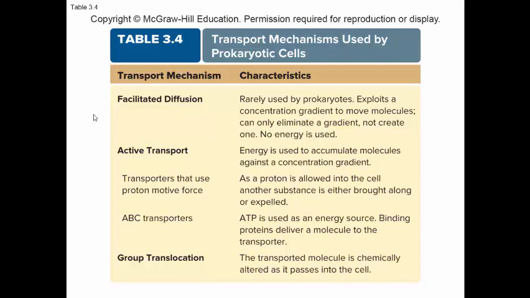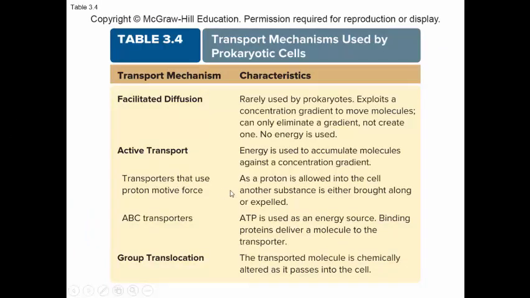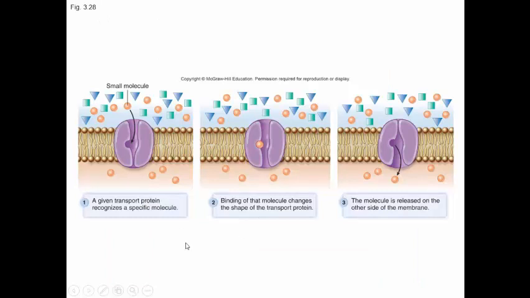Part of it is going to be taken not just by using ATP, but by the protons that you saw back here. Okay? And the ABC transporters are going to be using ATP. Their binding proteins deliver a molecule to the transporter. So, what do we deal with here? Okay, take a look here. A given transport molecule recognizes the specific molecule, molecule goes in. Okay, no problem.